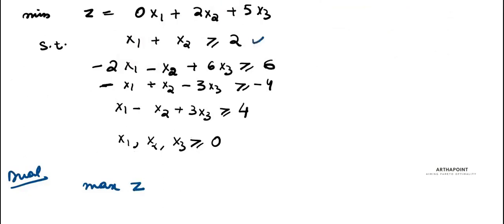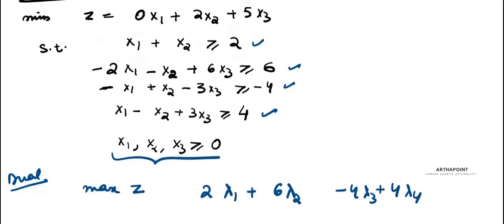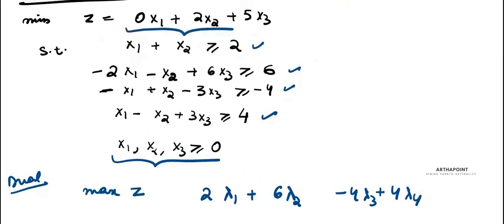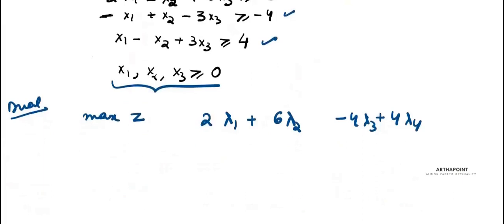Then whatever coefficients are coming here, I will have those in my cost function: 2, 6, minus 4, 4. Since there are 4 constraints, I will now have 4 variables. So this will be my new function. Since there were 3 variables, now I will have 3 constraints, and the coefficients of the cost function will become the right hand side. So 0, 2 and 5.